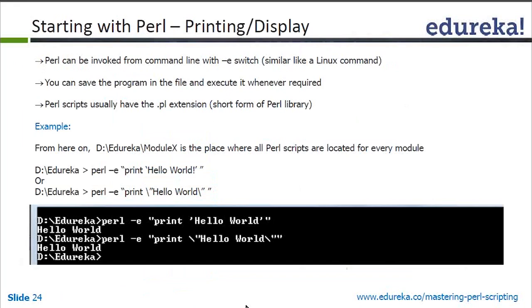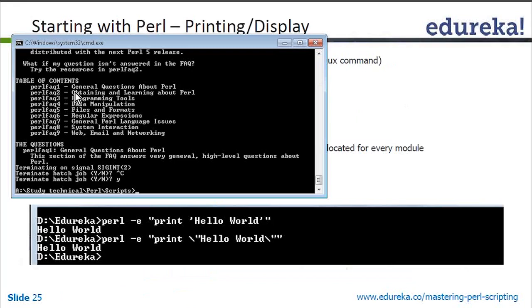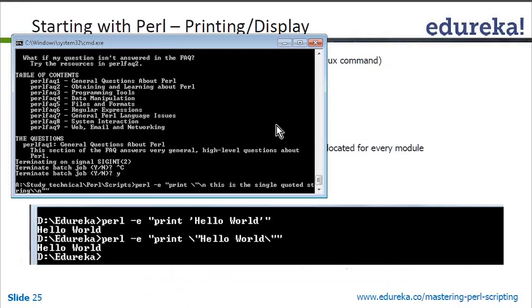Now, starting with Perl. Perl can be invoked from the command line with the -e switch. So how do we do that? I had written some scripts here. It's very simple, so you don't need to bother much about typing everything, because in Perl you can write a text file and save it with a .pl extension, or you can directly execute a Perl command on the shell or on the Windows command prompt.